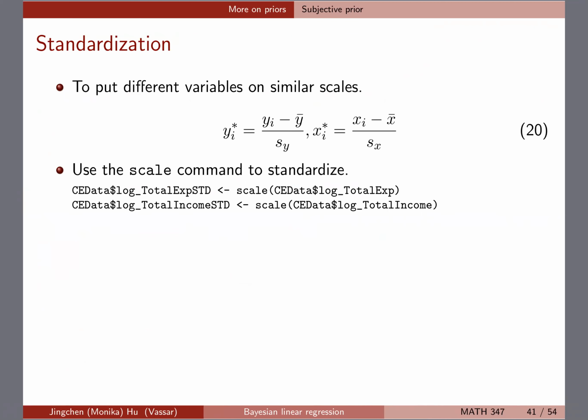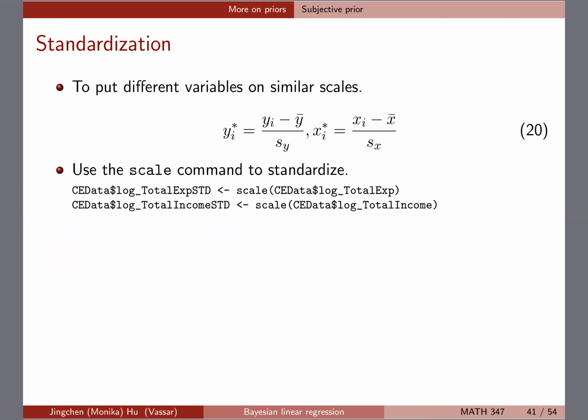So the first step that we need to do when you're trying to do a subjective prior is to standardize the data. The reason is that without standardization, the parameters beta 0 and beta 1 are very hard to interpret. If you standardize, which means we put things on a similar scale, for both x and y, we do this. So yi star, the standardized outcome, is you subtract the mean from each observation and divide by the standard deviation. And you do that for both.